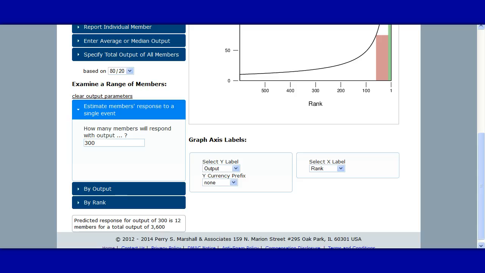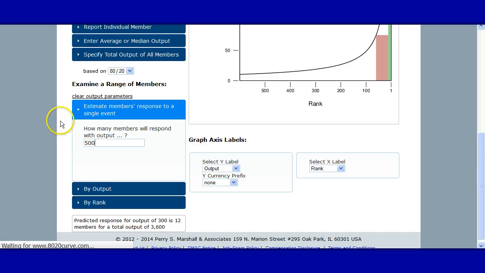Okay, so with a $300 product, there'd be about 12 people who would buy that out of 1,000 leads, and that would give us $3,600. Okay, and then let's try one more. Let's put in the $500 product.